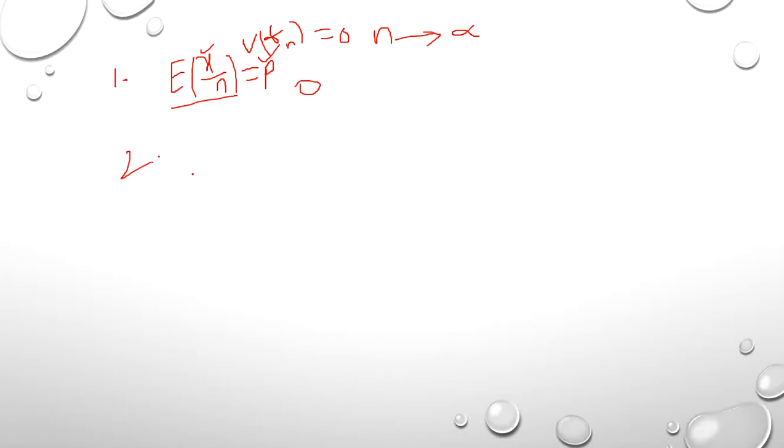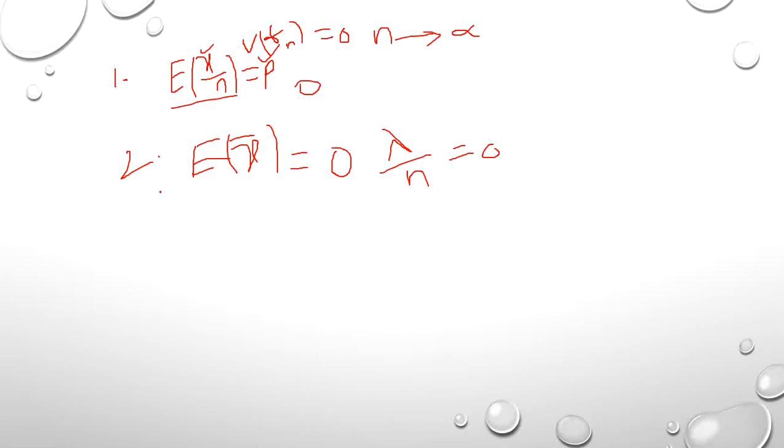Take the same example: the expected value of x bar in the Poisson distribution. When you find the variance of x bar, you get lambda by n. Lambda by n equals 0 when n tends to infinity. This type of example you can take for the exponential distribution, the normal distribution, all distributions, every unbiased estimator.